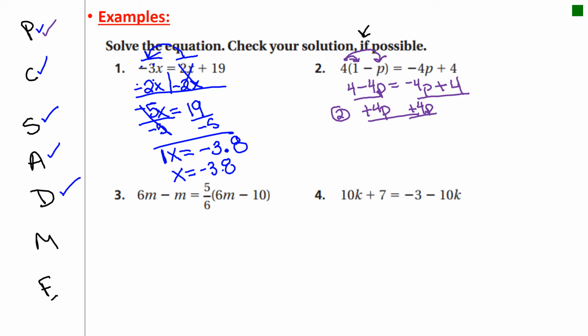Now I'll have 4 canceling out, equals, oh goodness, negative 4p plus 4p is also canceling out. If you remember from last year, when you have 4 equals 4, this is infinite solutions.